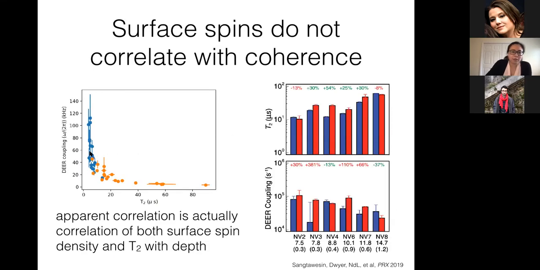And indeed, if you look at, for example, DEER coupling rate versus T2, what you find looks like a pretty good correlation, suggesting that maybe what's really ailing your T2 is a really high DEER coupling rate, and the surface spins are responsible for decoherence. But what we were able to establish through all of our careful surface spectroscopy and preparation is that you actually can prepare surfaces where there is no correlation between the T2 change and the DEER coupling change. So what we found is that this apparent correlation between these two parameters is actually a correlation of both the surface spin coupling and the T2 with depth. Our best hypothesis for the problems with shallow NV centers is not that they're dominated by these surface spins, but actually by other magnetic noise that you can't see when you try to selectively drive them.